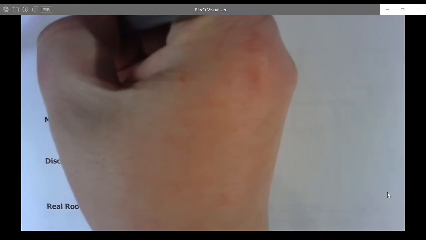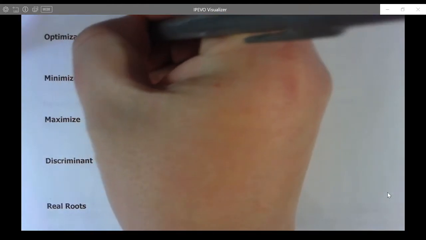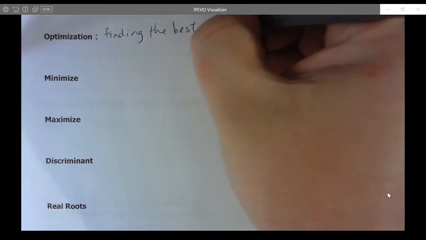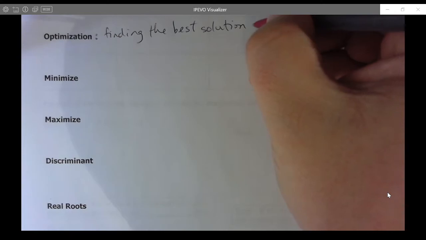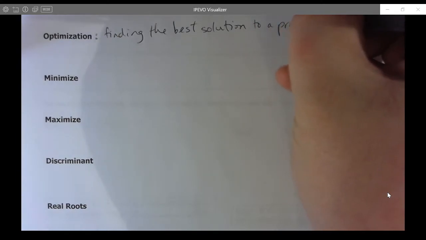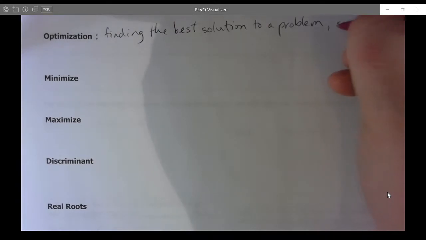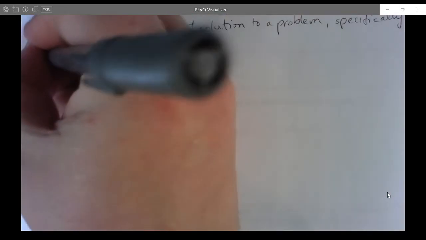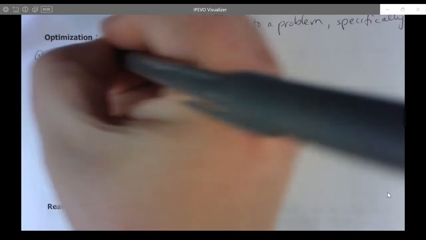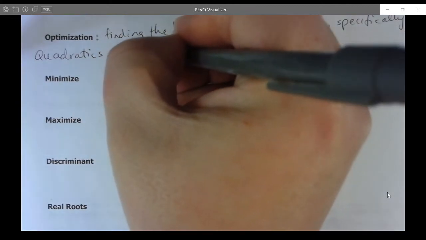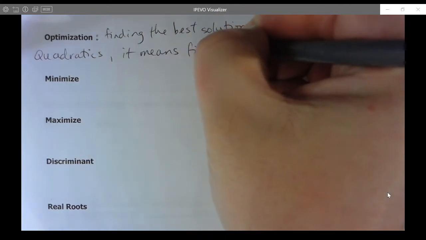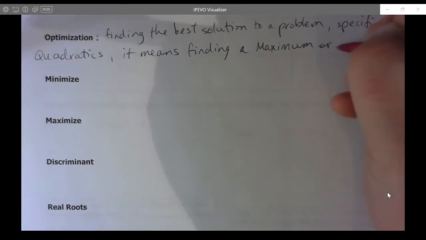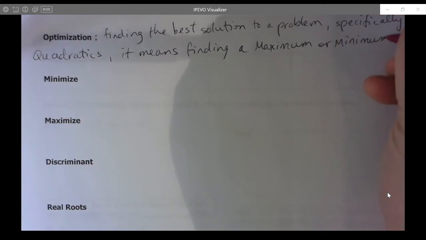In general, in math, optimization means, of course, finding the best or optimal solution to a problem. Specifically in quadratics, it means finding a maximum or minimum value.